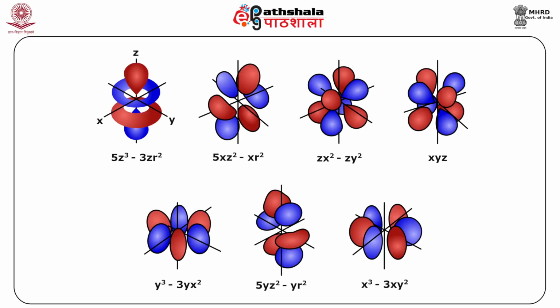Now, for the value of L equal to 3, an f orbital can have 7 orientations, namely with the ml values -3, -2, -1, 0, +1, +2, and +3.